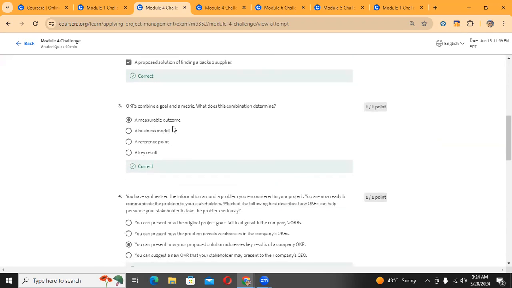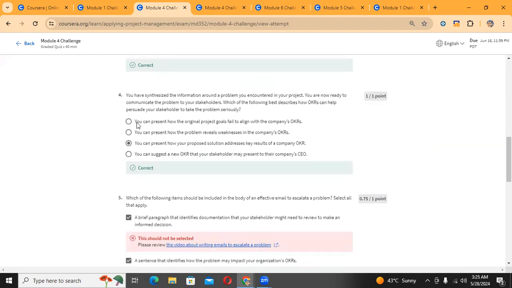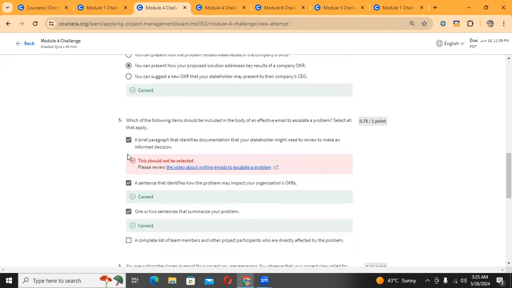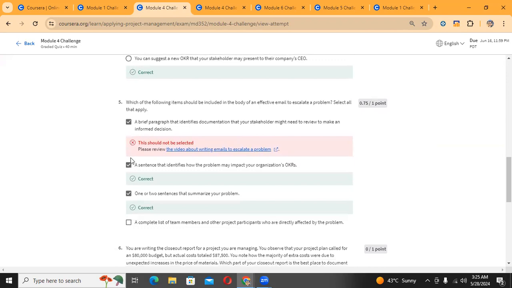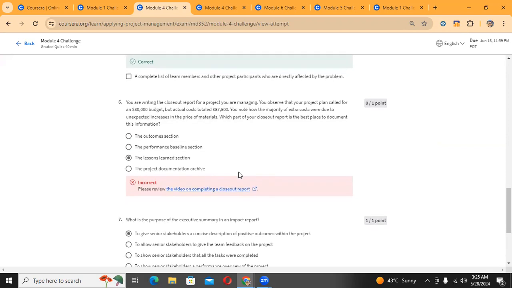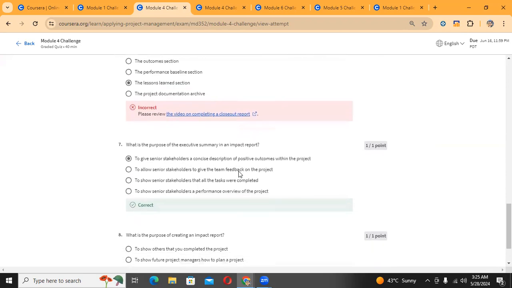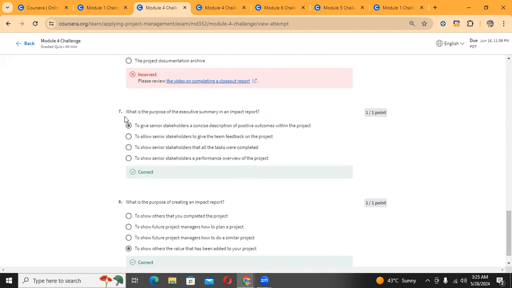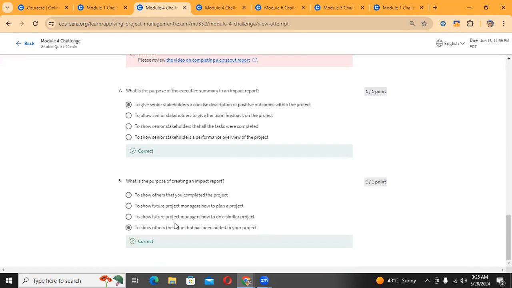And from the third question, the answer is a measurable outcome. And from the fourth, the answer is C. And fifth, A, B, and C, but A is not correct. From the sixth question, my answer is incomplete, and I don't know what it is. From the seventh question, the answer is A, and the eighth answer is D.